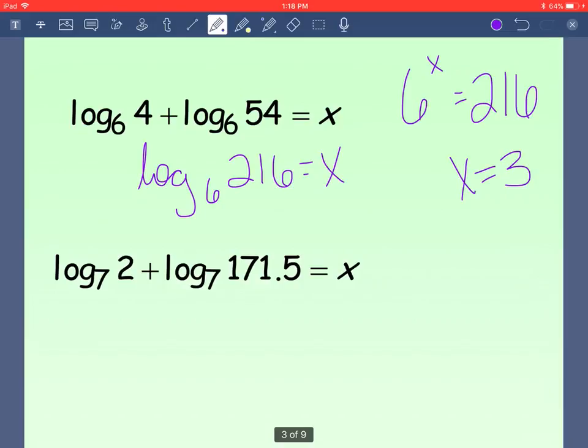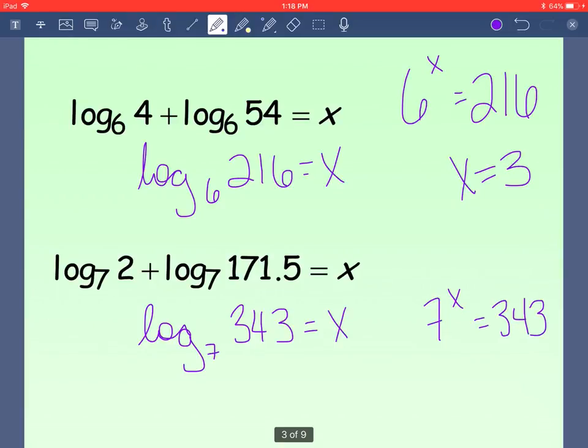My next example, I have log base 7 of 2 plus log base 7 of 171.5 equals x. Both of my bases are 7, so I can multiply the 2 and the 171.5 together. So I get log base 7 of 343 equals x. If I wanted to solve it, I could say 7 to the x power equals 343. So x equals 3.